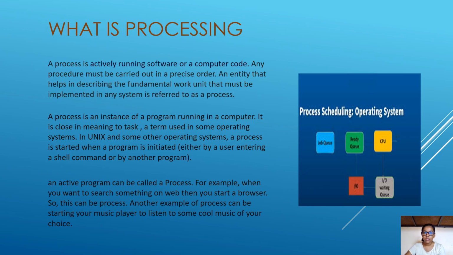What is processing? A process is actively running software or computer code. Any procedure must be carried out in precise order. An entity that helps in describing the fundamental work unit that must be implemented in any system is referred to as a process. A process is an instance of a program running in a computer. It is close in meaning to task, a term used in some operating systems. In Unix and some other operating systems, a process is started when a program is initiated. An active program can be called a process.